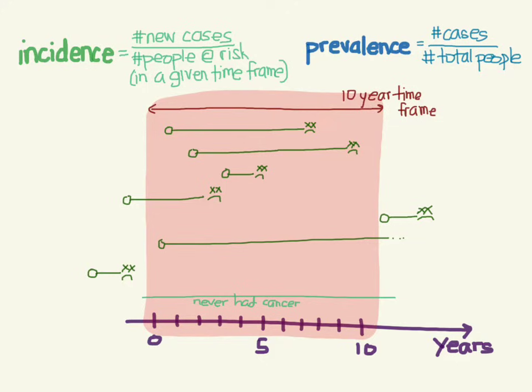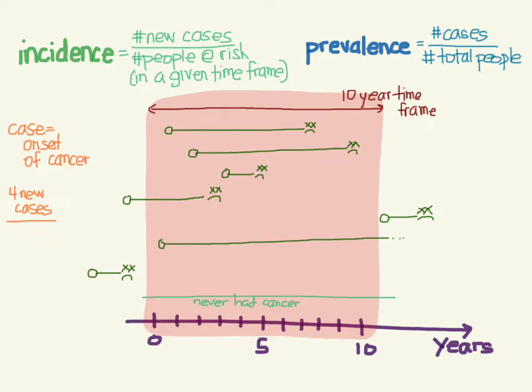Well, what's a case? How are we defining that here? We're defining case as the onset of cancer. So what we want to know is how many people got cancer during this time period. This guy did, this one did, this one did. This one did get cancer, but not within the time period, so this one doesn't count. This one also got cancer, but not within the time period. This one did. This one got cancer, but not within the time period, and this guy never got cancer. So how many new cases do we have? We have 1, 2, 3, 4.